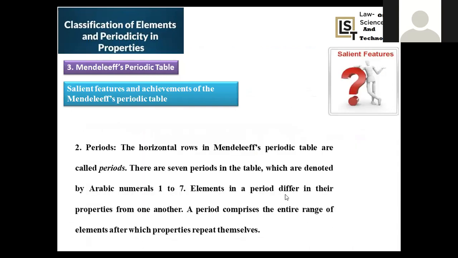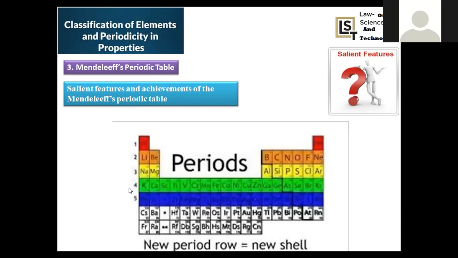Here, elements in a period differ in their properties from one another. A period comprises the entire range of elements where the properties are repeated. Repetition of properties is possible after a certain periodic interval, right? These are said to be periods. Horizontal rows are called periods, vertical columns are called groups. Moving from left to right, these are said to be periods.